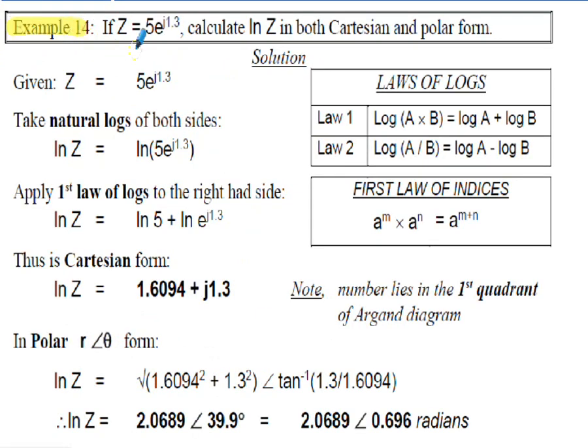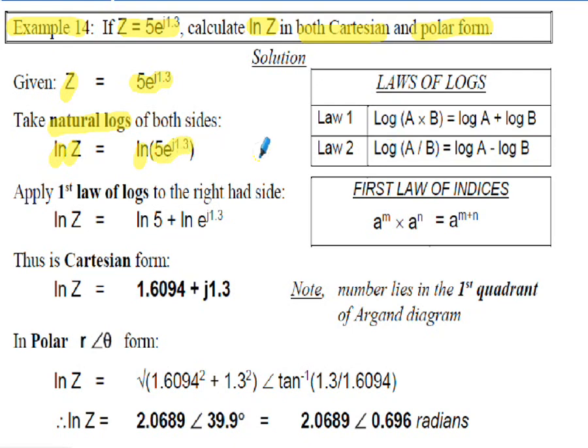Example 14. We're given the complex number z is equal to 5e to the power of j 1.3. We've got to determine ln z in this case in both the Cartesian and the polar form. So given that z is equal to 5e to the j 1.3, we're going to take natural logarithms of both sides of the equation, that's the ln function. So on the left hand side we get ln of z, on the right hand side we got ln of the 5e to the j 1.3.